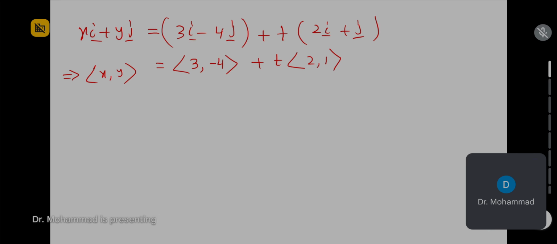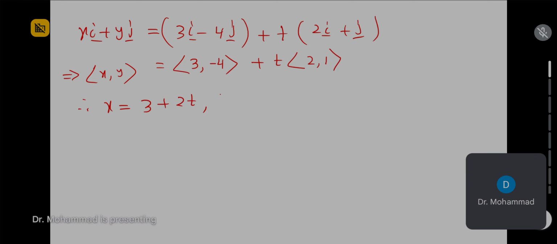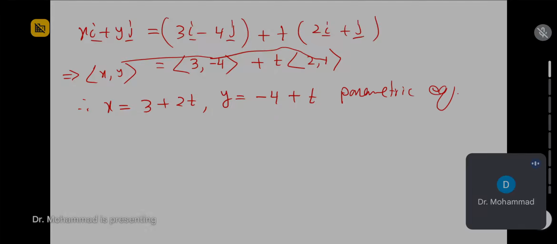Yes, sir. So from here, for the x, we can write x equals 3 plus twice t, and for the y, y equals -4 plus t. So this is our parametric equation, isn't it?